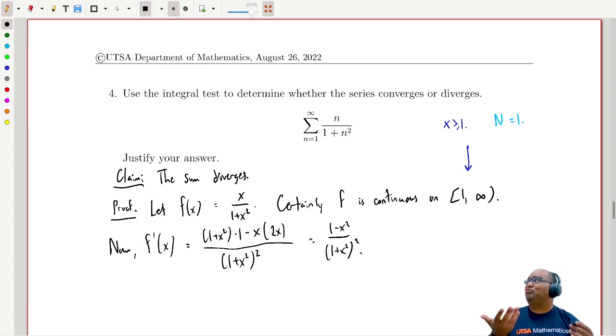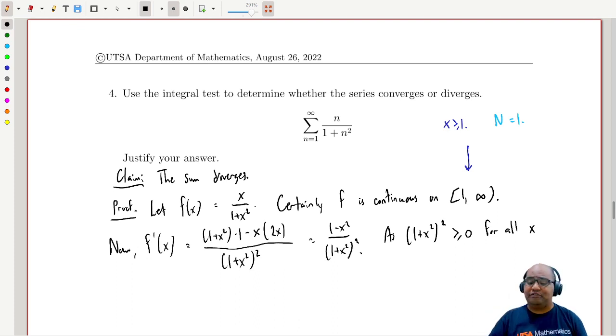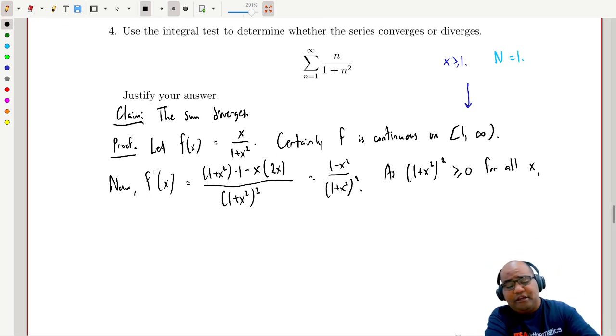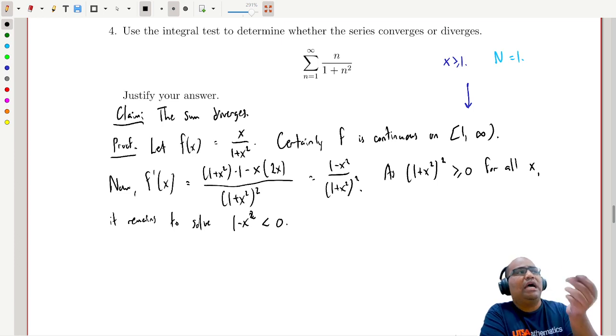So we have a derivative. Now we need to check where this is negative. This is a fraction, and notice that the denominator, 1 plus x squared squared, is always greater than or equal to 0 for all x. Whenever you square a number, it is always positive. So it remains to check, or rather solve, 1 minus x squared is less than 0. So we need to figure out where the numerator is less than 0.